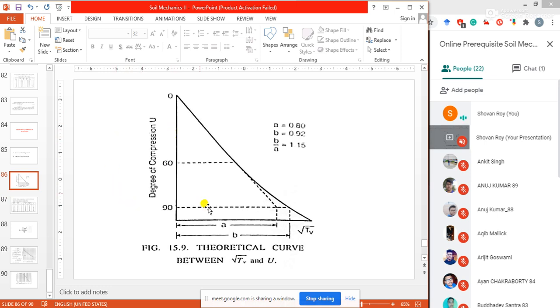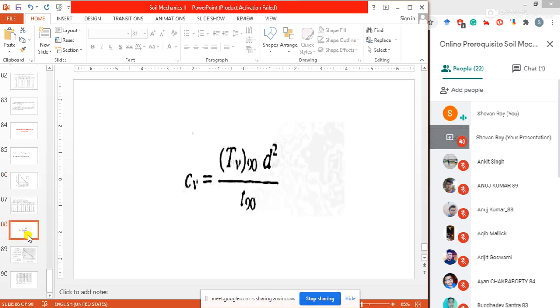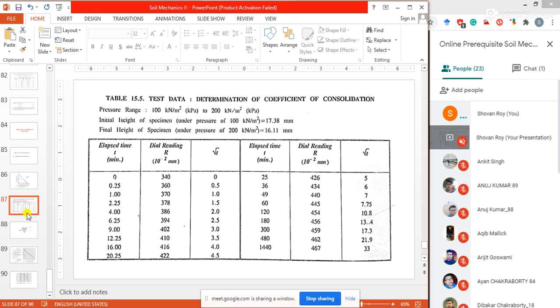That is the relation between degree of consolidation and time factor. If we go to the final equation through which we can calculate our Cv value, suppose the initial dial reading is R0, the initial dial reading R0.